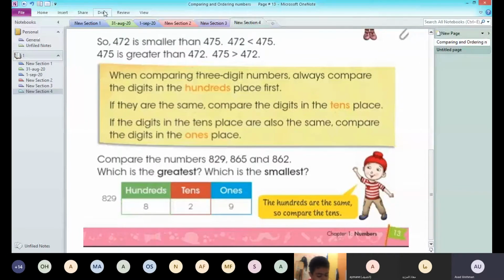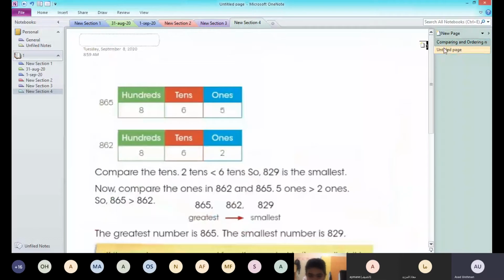Wait for a while, I'm just taking this highlighter. You have to compare the numbers 829, 865 and 862, and check which is greatest among all of these. So I'm going to check here. First 829. In 829 there are 8 hundreds, 2 tens and 9 ones. And then you have to check on page number 14. It is continued on page number 14.